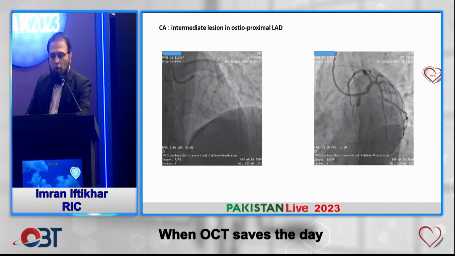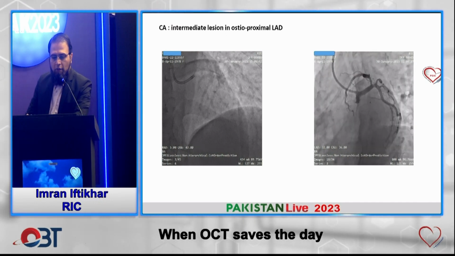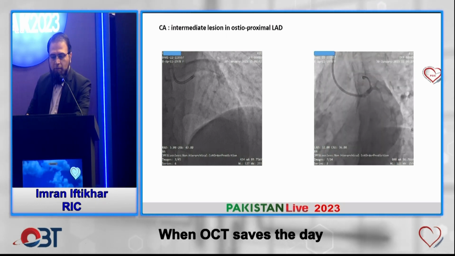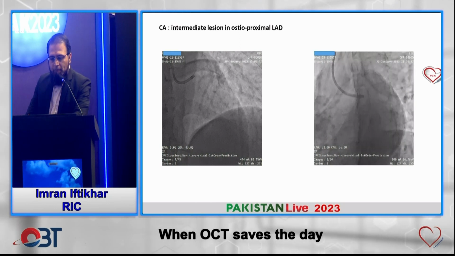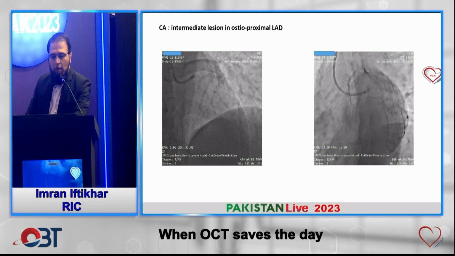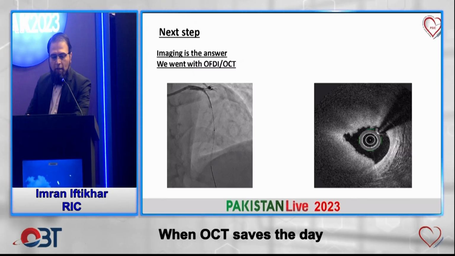So what was the way forward? We needed to define the diagnosis, and define the cause of this presentation. So we concluded to go for imaging. We had OCT available at RIC.